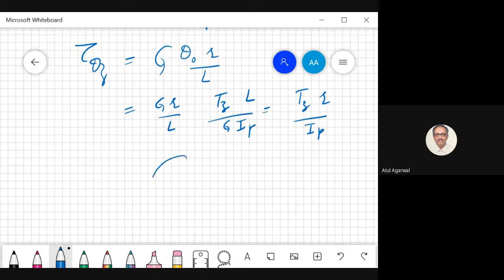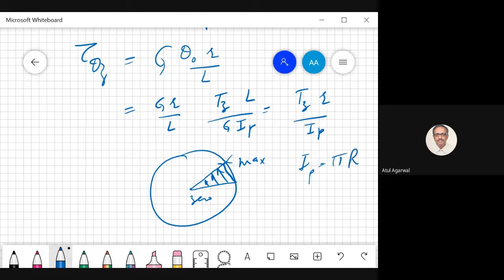So you see this circle, this is a cross-sectional plane. Your shear stress is 0 here, maximum here. It's linearly increasing with R. What is your IP? Pi R4 by 2, where R is the total radius of the cylinder. So you could find the shear stress distribution. You could find the total twist of the cylinder.